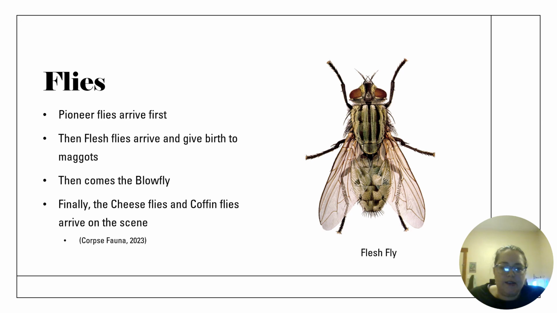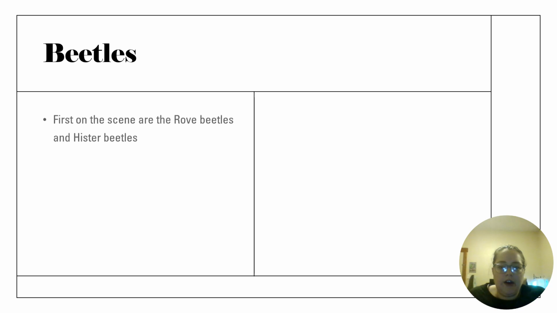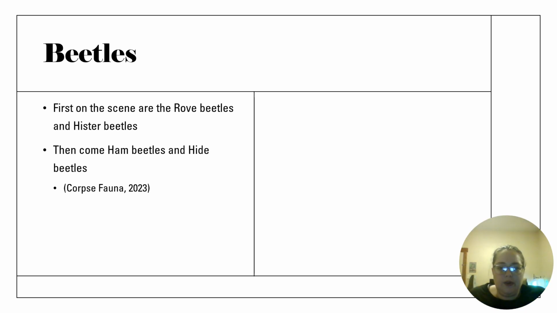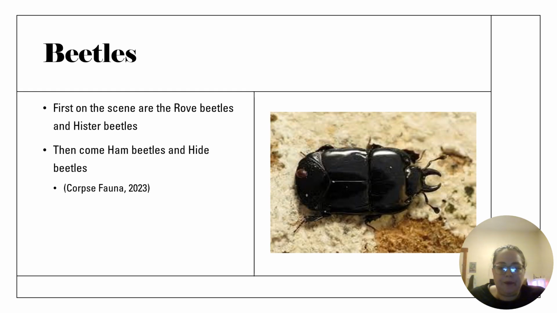The next insects that arrive on the scene are beetles. Now, there are a few varieties of beetles that show up. First are the rove beetles and hister beetles. Then come ham beetles and hide beetles. That was from Corpse Fauna 2023. And that is a picture of an adult hister beetle.